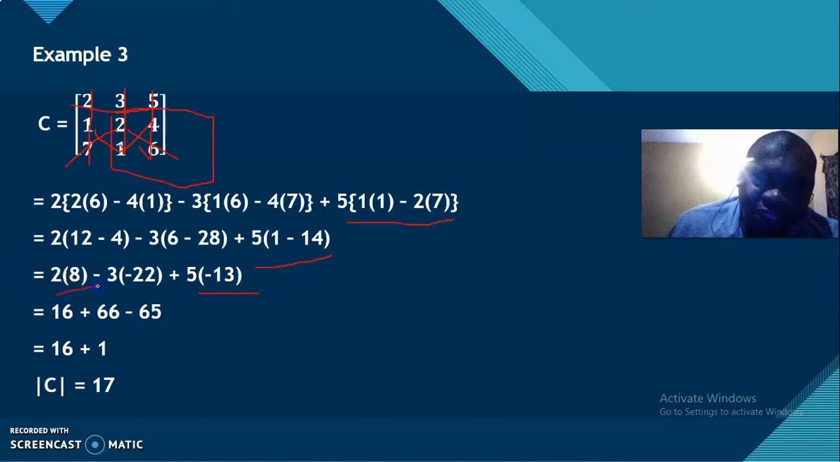So 2 times 8 is 16, plus minus 3. This we have plus because minus times minus will give us plus. 3 times 22 is equal to 66. Then plus 5 times minus 13 gives us minus 65. So now this plus 66 minus 65 gives us 1. Then 16 plus 1 gives us 17.